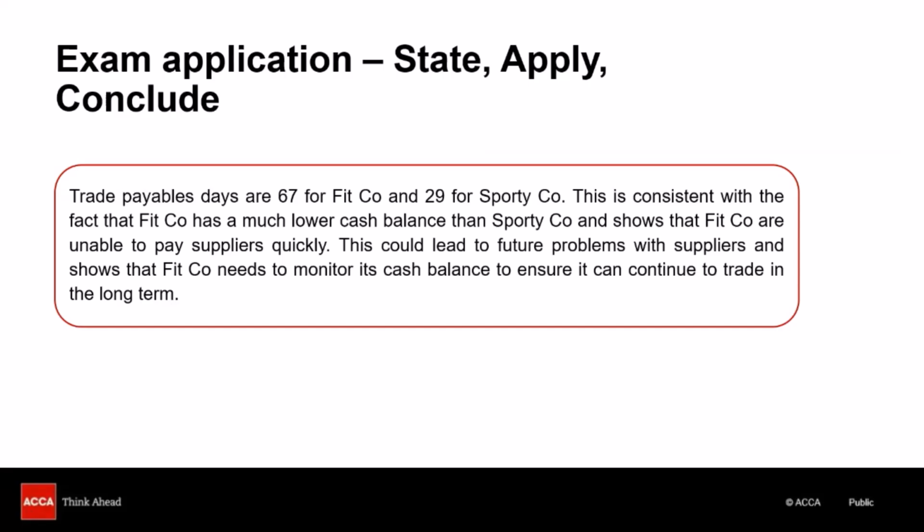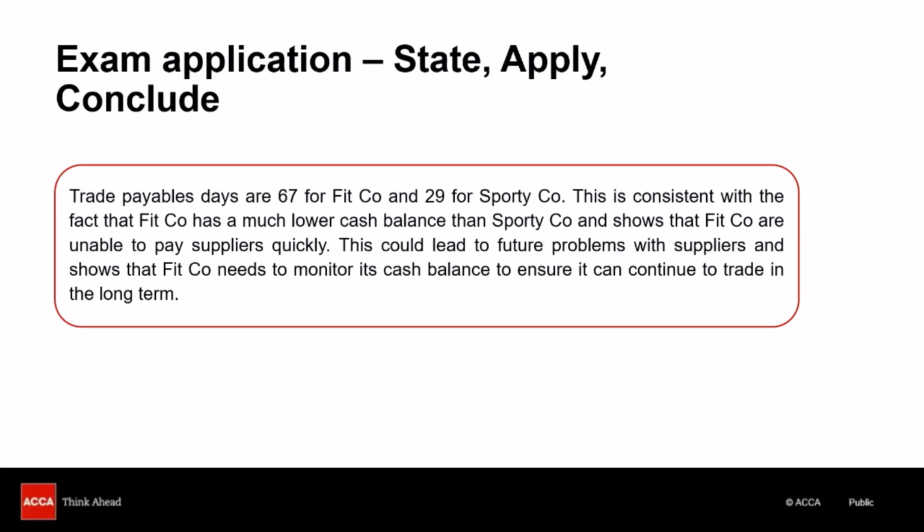Here is an example from what we have covered earlier. I wanted to show how you can apply this state, apply, conclude rule. Now the first line of this, that the trade payable days are 67 for Fit Company and 29 for Sporty Company. This is where you are stating the ratio. Then it says this is consistent with the fact that Fit Company has a much lower cash balance than Sporty Company, and shows that Fit Company are unable to pay suppliers quickly. So from the question you pick up the cash point and link it to the cash shortage point.